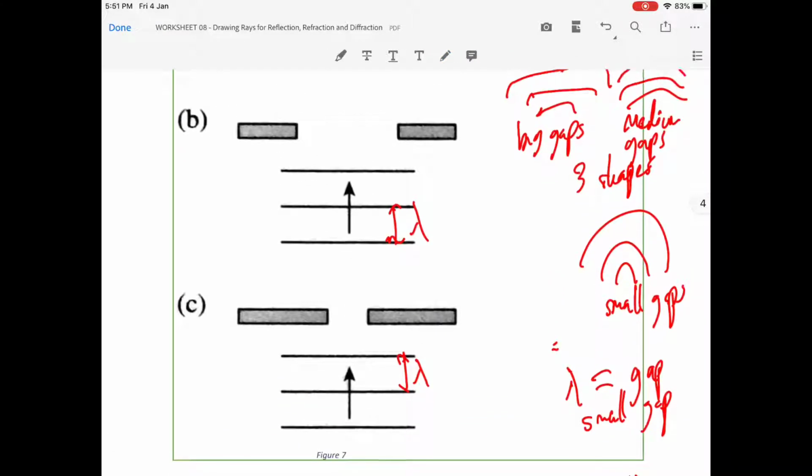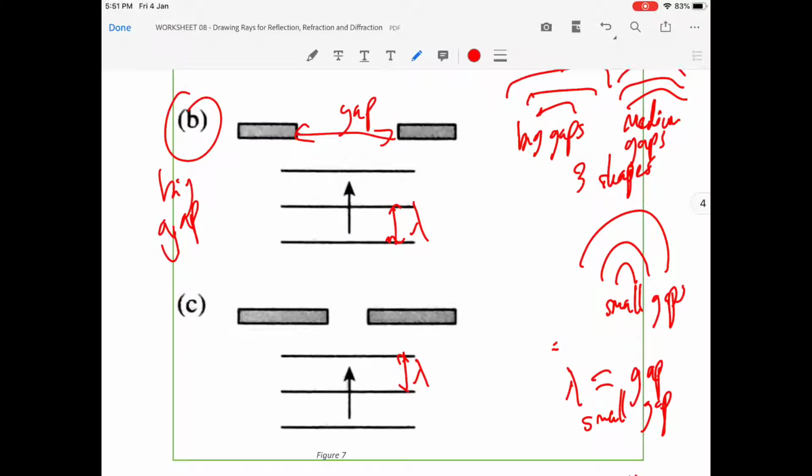So one example of a big gap is question B. This is a big gap question. You see this lambda and this gap size. It's quite obvious that the gap is a lot larger than the wavelength. And this is considered a small gap. The gap here, G, is almost the same size as the lambda.